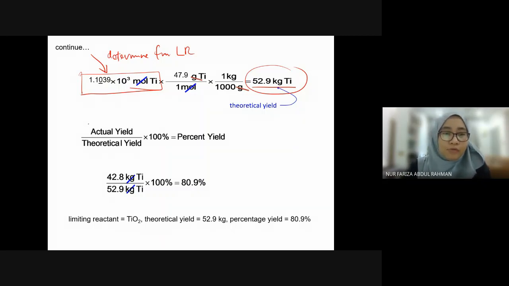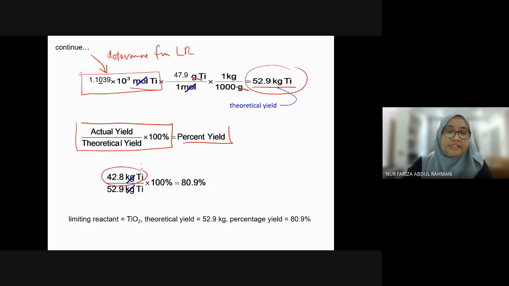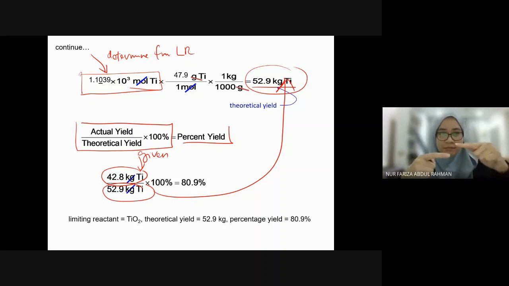Okay, one more question. We need to calculate the percent yield. So percent yield, this is the formula. We need to divide the actual yield with the theoretical yield. So actual yield, this is given. Take it back: this actual yield, where did we get this from? This one. Actually, you see how it is connected there? Okay, so we got it from here.